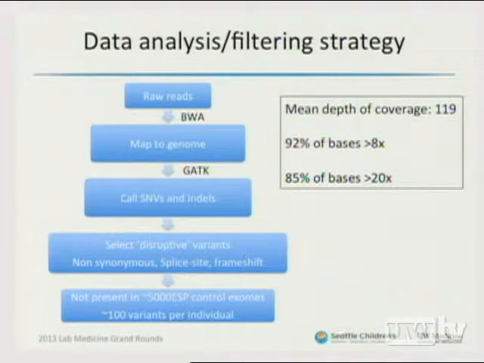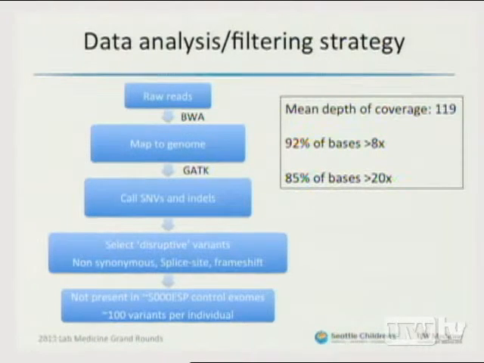So for those of you who are interested, this is the analysis and filtering strategy that we used. Basically, we used tools that are publicly available for mapping the sequence reads to the human genome, and for calling the variants, or the differences from the human genome. And then we filtered for changes that were not present in 6,500 control genomes that are publicly available, and for changes that we knew were going to affect the protein: missense, nonsense, splice site, and frame shift changes. We had pretty good coverage of all of the bases that we were interested in, with a mean depth of coverage of about 120. That means that every base was sequenced over 100 times.